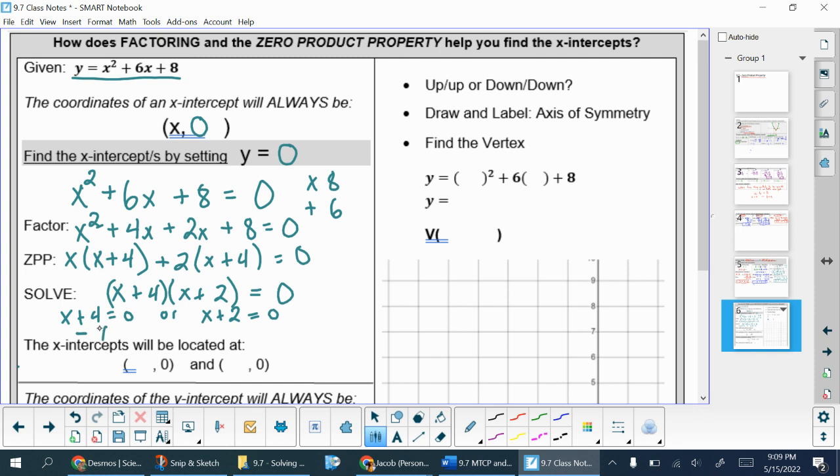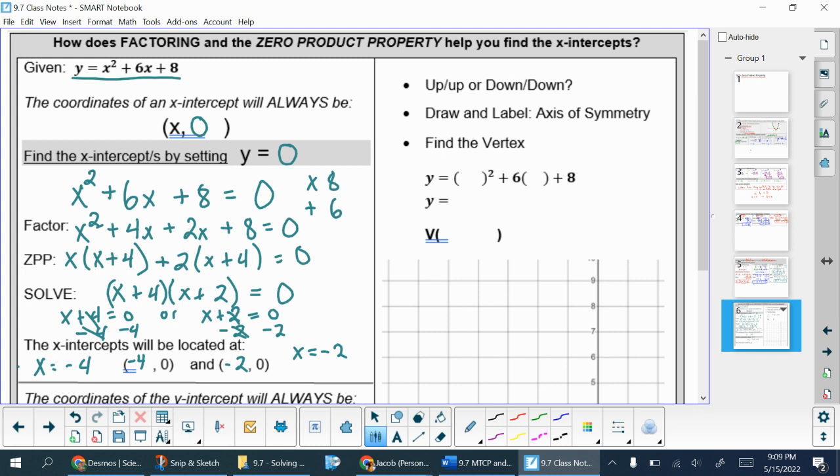Here I'm going to subtract 4 from both sides, giving me the equation x equals negative 4. So I have the coordinates negative 4, 0 as one of my options. And here I have the equation x plus 2 equals 0. The 2 will cancel out and I'll get x equals negative 2, leaving negative 2 as my other x-intercept.